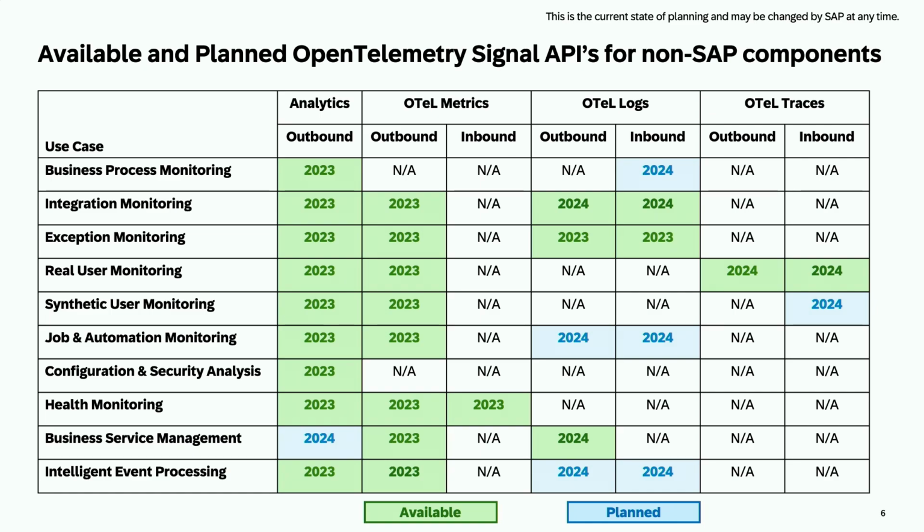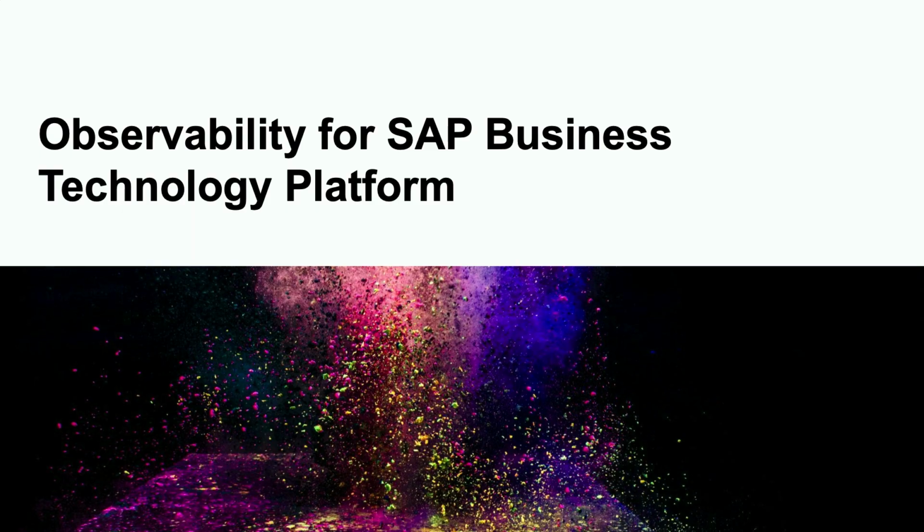Not every signal type is really relevant for every use case. That's why we also have some not applicable icons here. But if something is missing, we simply add it. Just let us know. We are relatively complete, as you see, and we hope that by the end of this year we have all planned APIs available.